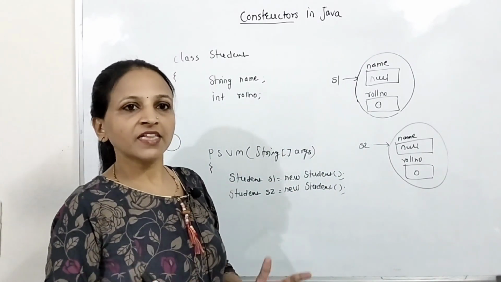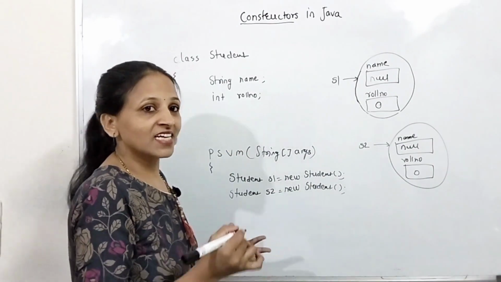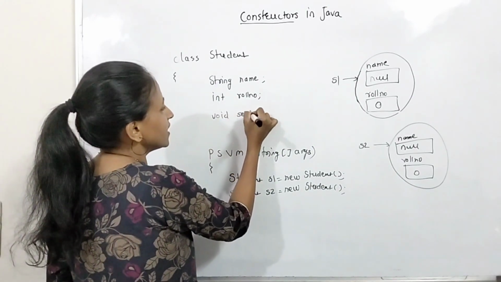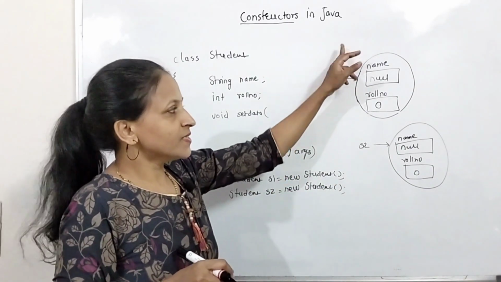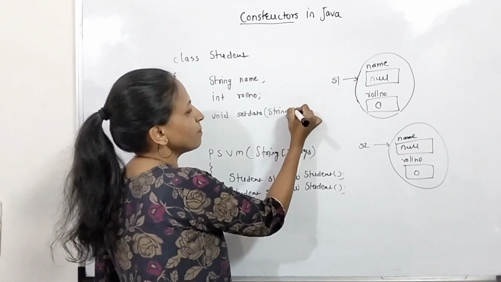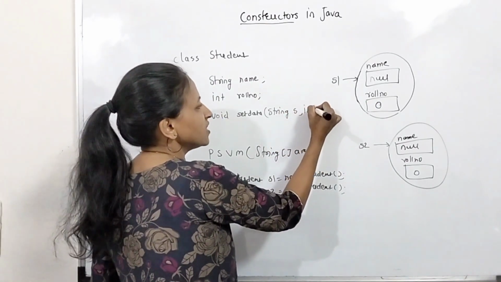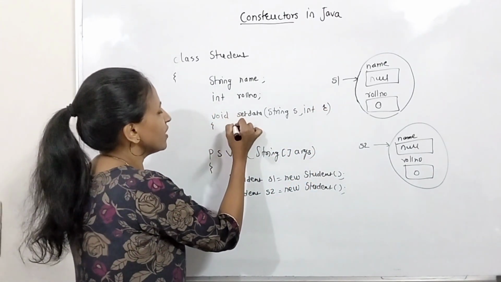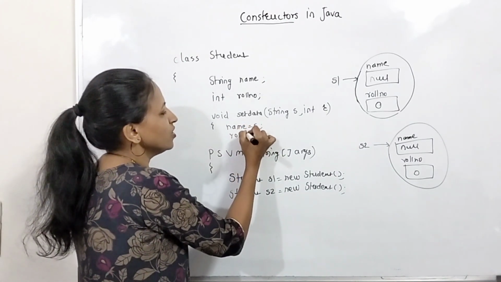For that I can write a method. We can write a method like this. Suppose the method is setData. Then we write the method like void setData. I will pass two arguments to this method, one for name and second for roll number. How to pass? Simple. Name is of type string, so let me pass String s, and for roll number I can pass one integer argument like r. Now here we have to write: name equal to s and roll number equal to r.